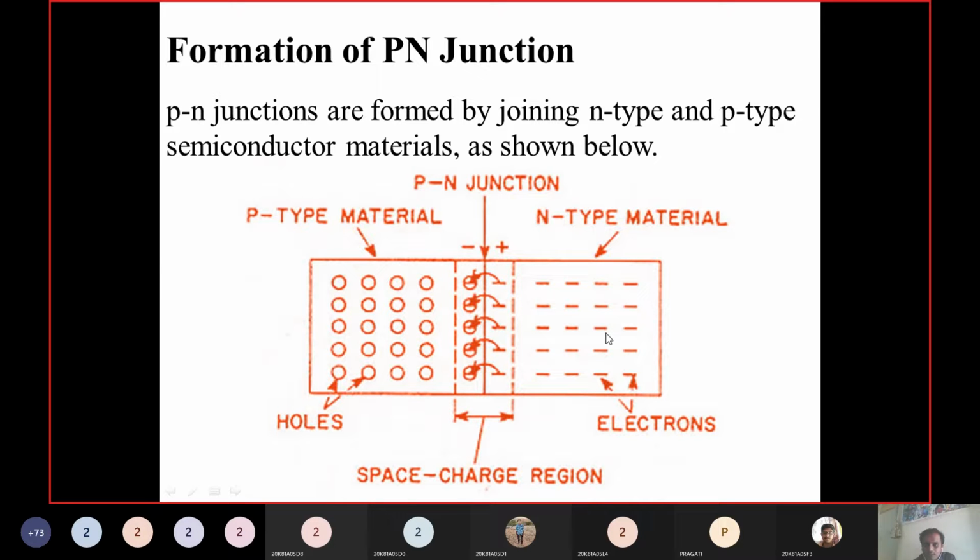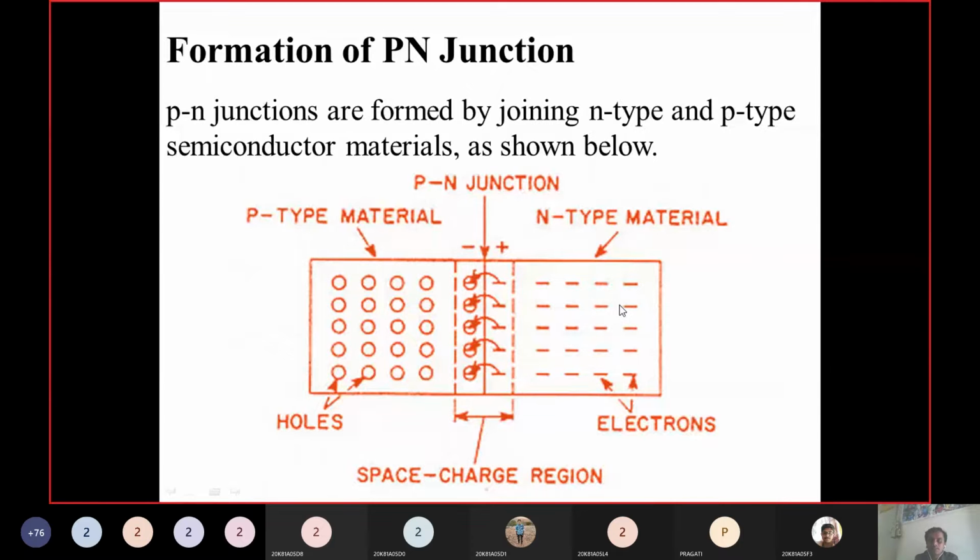See here. What happens if you join the P type and N type semiconducting material? How will the junction be formed? In N type material, the majority charge carriers are electrons. In P type, the majority charge carriers are holes. Like a gas, if you leave it, it will diffuse from one place to another, from higher density to lower density. Similarly, in the material also, electrons will diffuse from a higher dense place to a lower dense place.